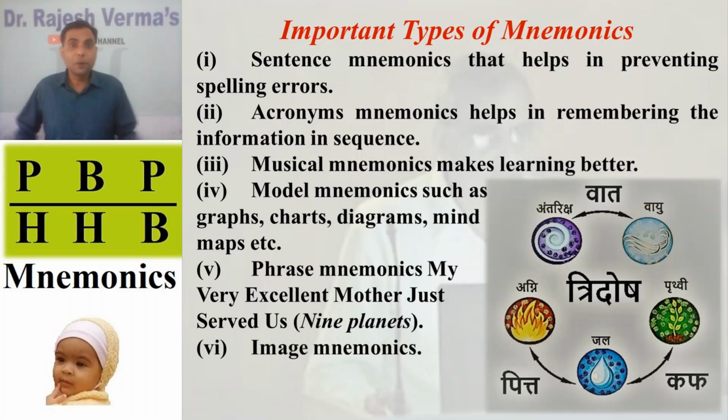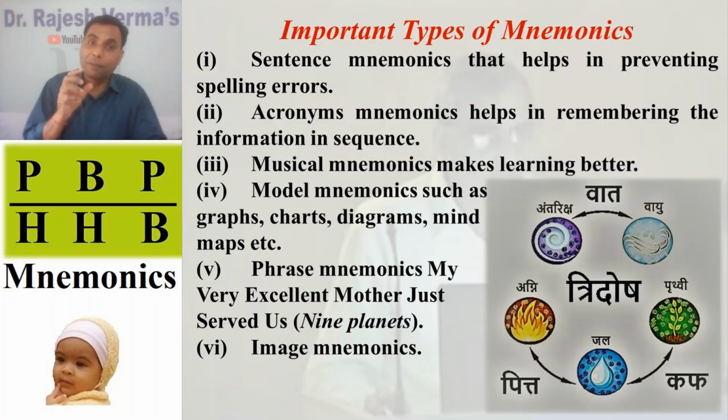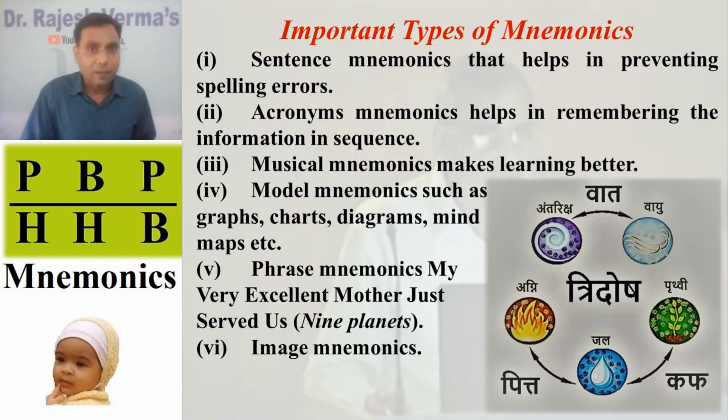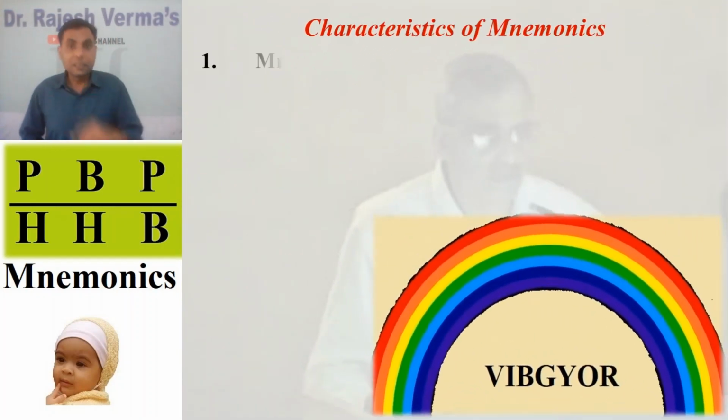Then comes the image mnemonics. You anchor some image with some concept, and the moment you want to remember, retain, recall that information, you just recall that image. An image can be recalled very easily, and that particular academic material is anchored with that image. Certainly it will come to your consciousness or awareness, and you can recall it correctly. So dear friends, these are the major types of mnemonics.